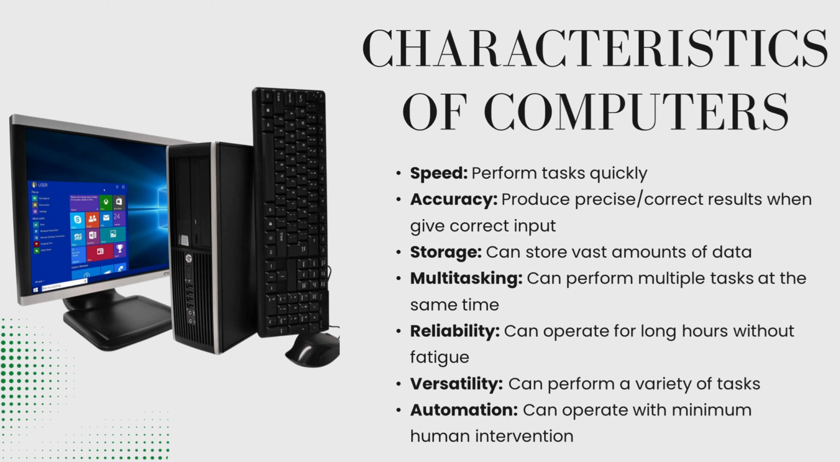Another characteristic of computers is that they are accurate. They produce precise or correct results when given correct inputs. They usually say about computers, garbage in, garbage out. Whatever you feed your computer is whatever you will receive. So when you are feeding your computer, ensure that the instructions you are giving it are very accurate. If you give your computer wrong instructions, it will give wrong results. So computers are very accurate.